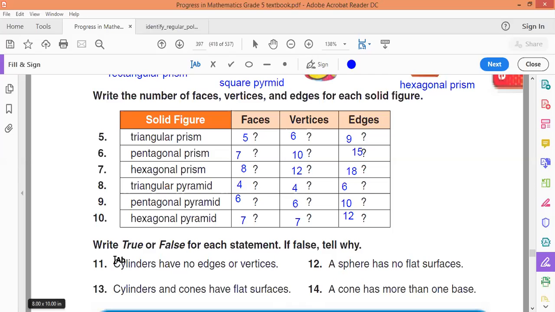Okay, now true or false? Cylinders have no edges or vertices. False. True. How true? It has edges.